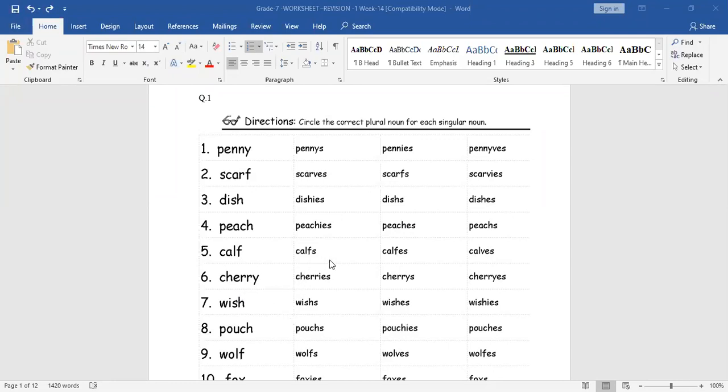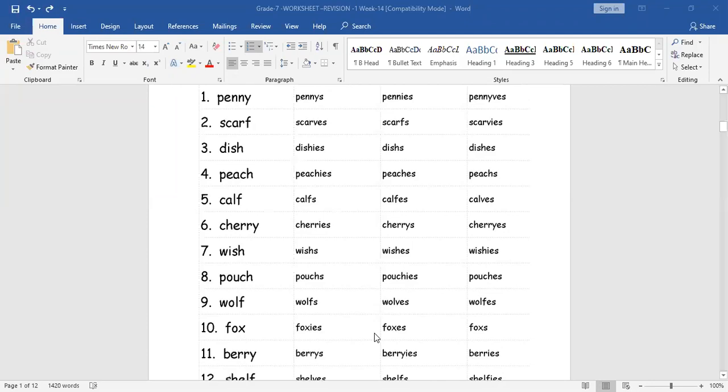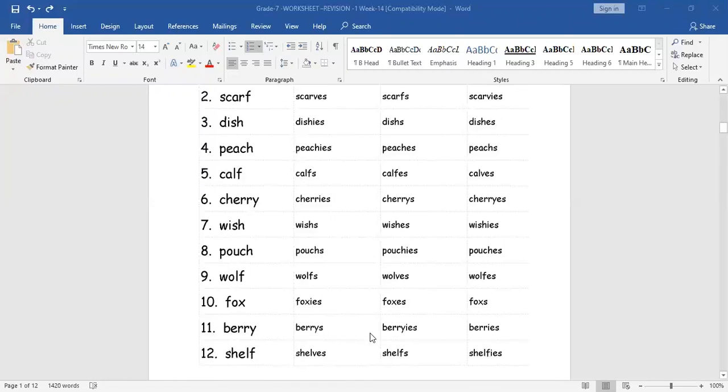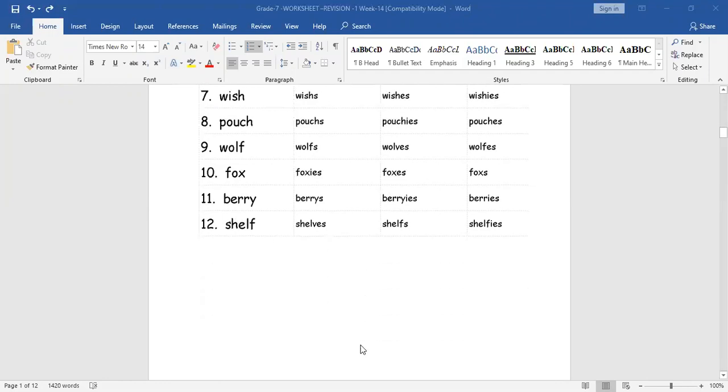Wish, wishes, es. Pouch, pouches, es. Wolf, wolves, ves. Fox, foxes, es. Berry, berries, ies. Shelf, shelves, ves. Yes, that's good. Very good, boys. Very good.